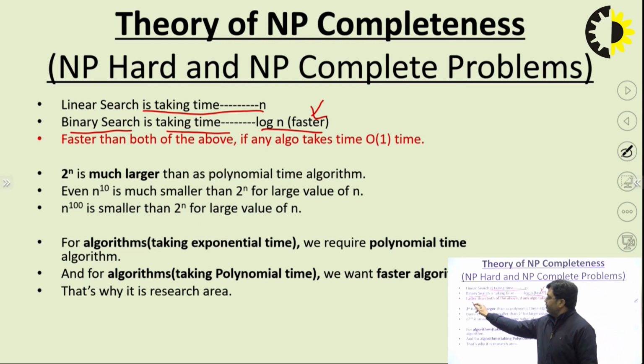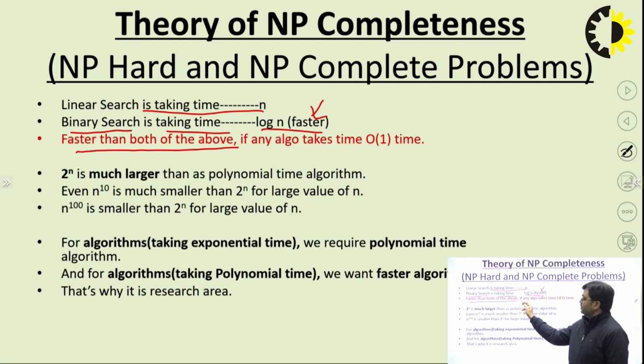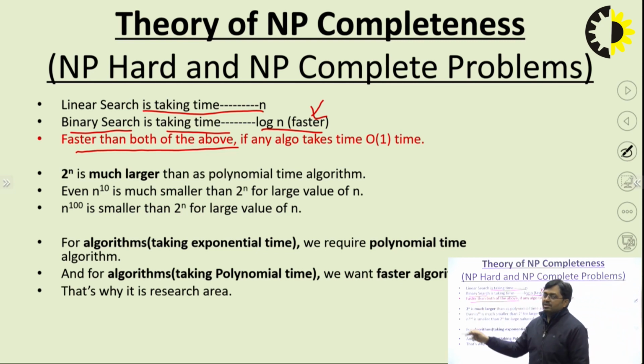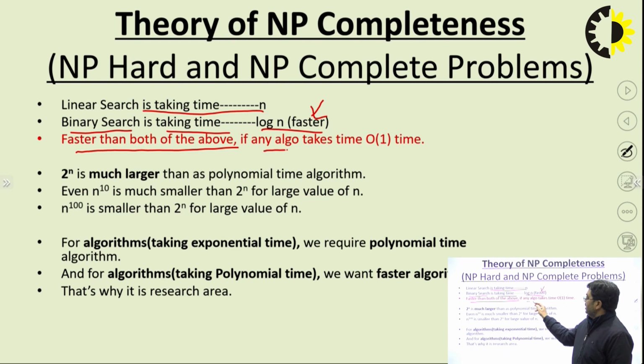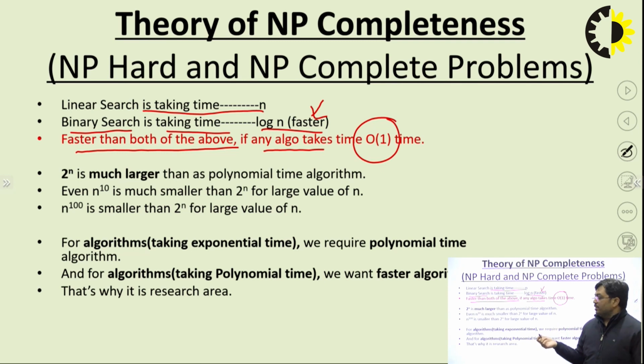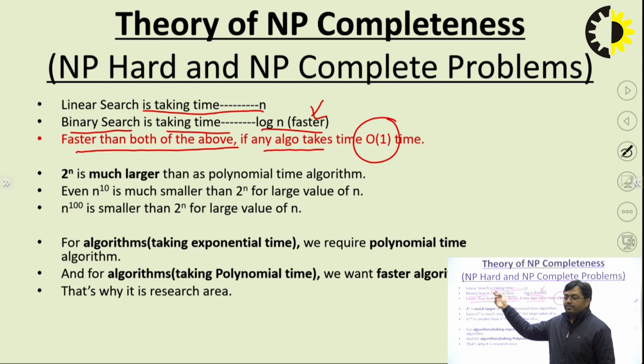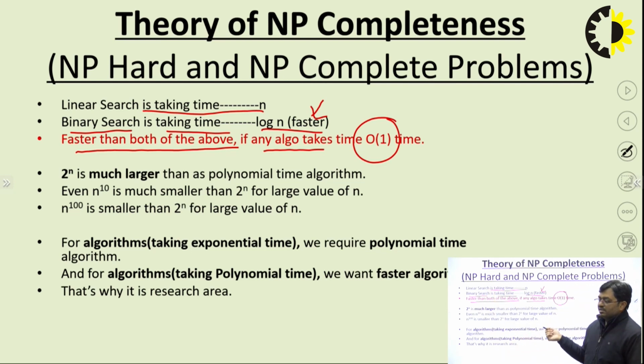But if we want an algorithm faster than both of the above, linear search and binary search, it would need to take time order of 1 only. If we found any algorithm which takes order of 1 time for searching an element in an array, then that algorithm will be faster than both linear search and binary search.